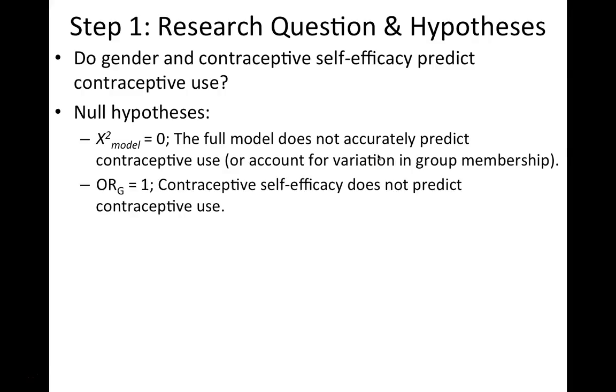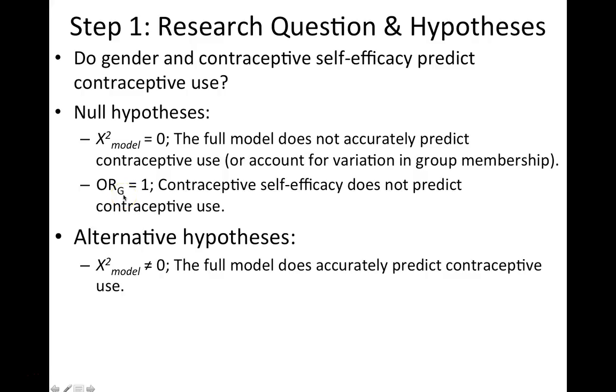And we can talk about our null hypotheses for each of our odds ratios as well. So if we're talking about the gender odds ratio, we would say contraceptive self-efficacy does not predict contraceptive use. Sorry, that should be CSE under the odds ratio here. So we would say contraceptive self-efficacy does not predict contraceptive use. Alternative hypotheses, this full model one is this same thing but does not equal 0. The full model does accurately predict contraceptive use or accounts for significant variation in group membership.